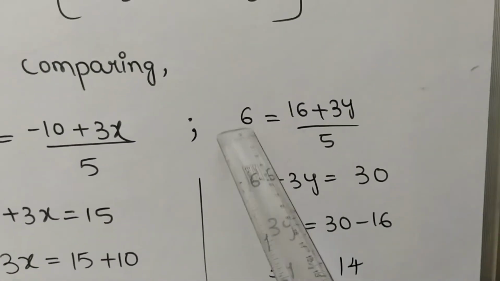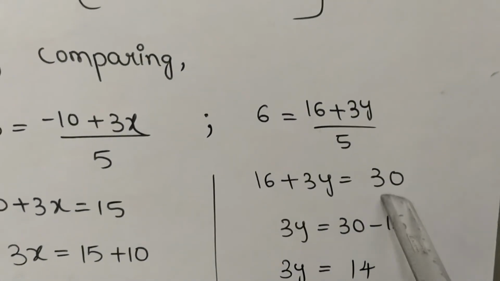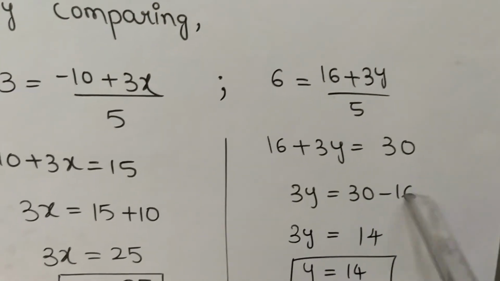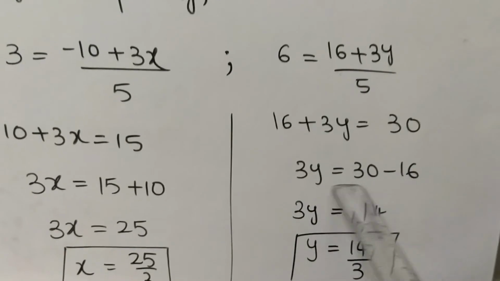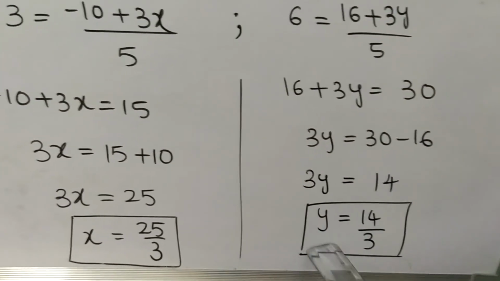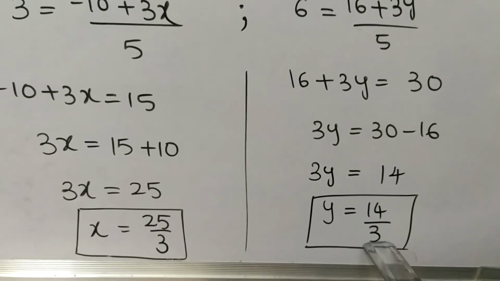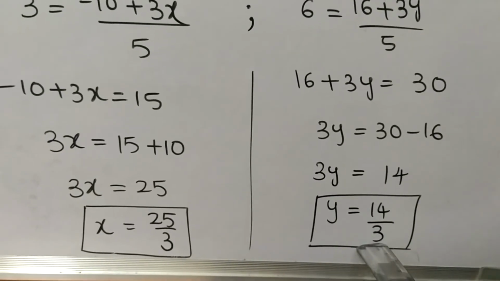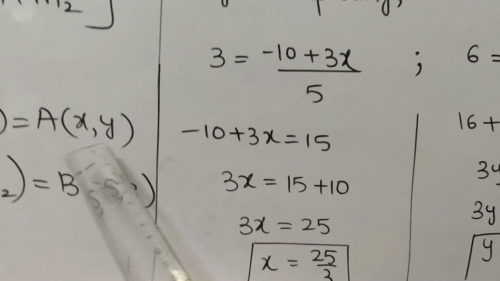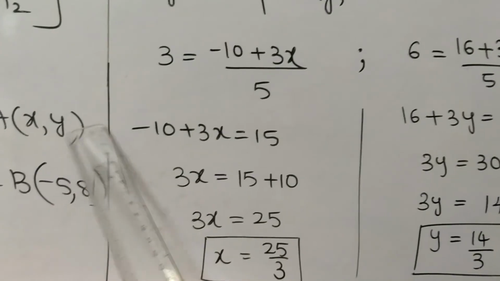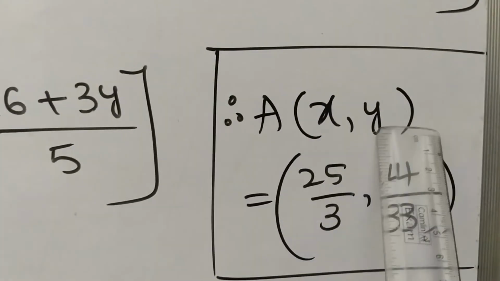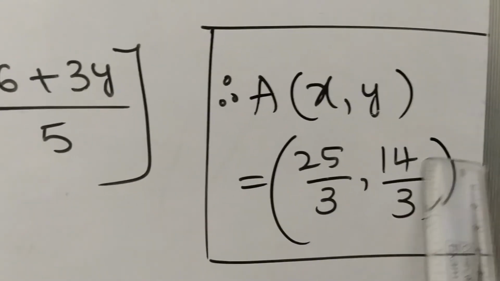Next, the same process: 6 fives are 30, so 16 plus 3y equals 30, and send this 16 to this side, it will become 30 minus 16. 30 minus 16 is 14, students. So 3y is equal to 14. Now y is equal to 14 by 3. How by 3? Take this 3 to this side, it will come in the denominator. Therefore the point A has x as 25 by 3 and y as 14 by 3. Therefore the required point A (x, y) is equal to (25/3, 14/3).